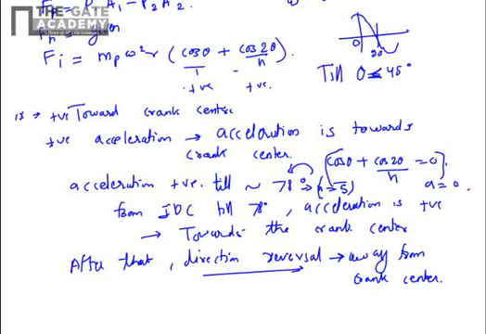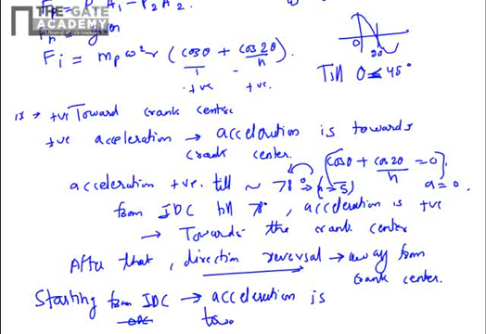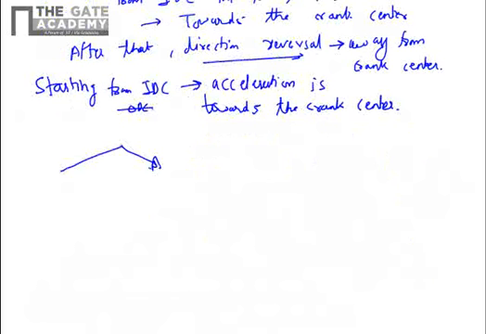So if it is asked when the direction reversal takes place or when the acceleration is 0, you can use this identity. However, for our present purpose, we want to know the nature of acceleration when it starts from IDC or ODC. So starting from IDC, we know for sure that acceleration is towards the crank center. So that means, on the connecting rod diagram, just quickly draw it here, the acceleration is towards the crank center when you are starting from IDC.